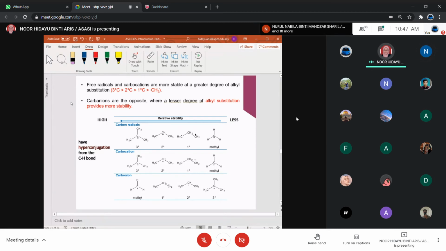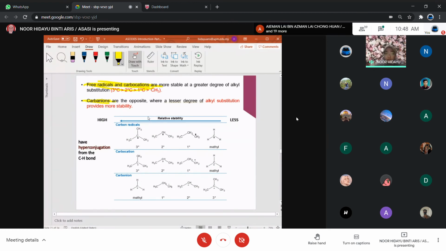Reaction intermediate. Okay, so next we move to the stability of the reaction intermediate. Free radical and carbocation are more stable at a greater degree of alkyl substitution. Okay, alkyl substitution we have primary, secondary, tertiary dengan methyl. Sama dengan free radical, sama dengan carbanion. Untuk free radical and carbocation, tertiary lagi stable compared to the primary and also methyl. But then for carbanion, dia terbalik, opposite. Methyl lagi stable daripada tertiary carbon.